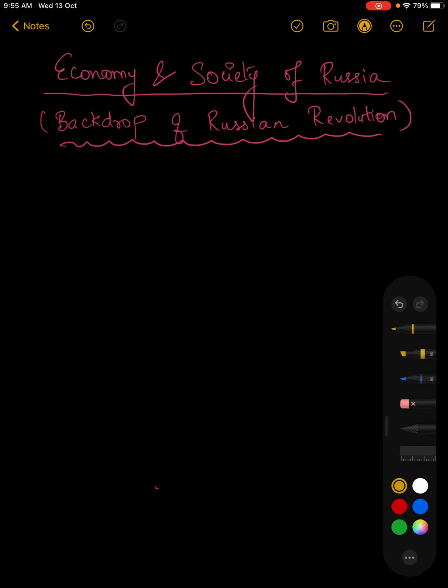Moving further, today we would be exploring the economy and the society of Russia during that point of time, in the backdrop of the revolution. Before the revolution actually happened, what did the economy of Russia look like, and what was the Russian society? How did that function? We're going to take it step by step. There's nothing to worry about. We're going to figure out the logic behind things, and see how things look.